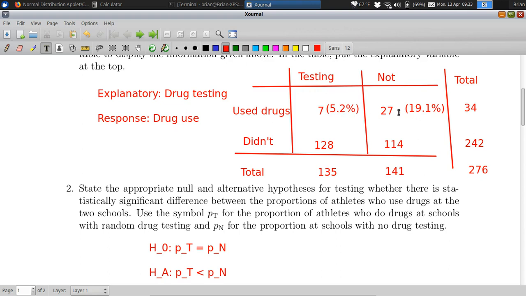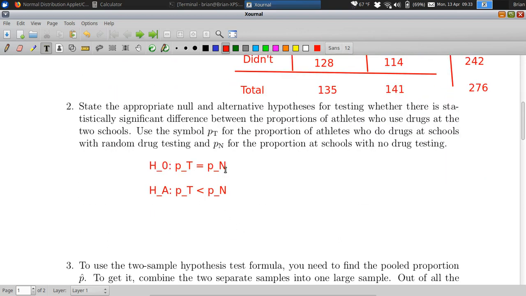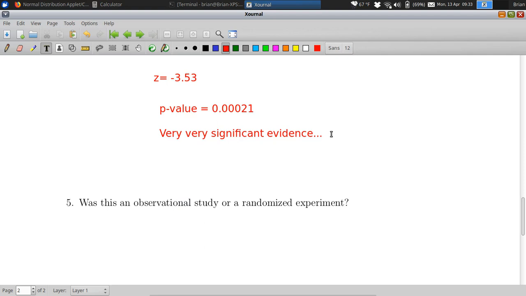So this is real evidence that we should do what? Well, it's evidence that we should reject the null hypothesis. Low p-values are strong evidence that the null hypothesis is probably wrong. So we reject it, we go with the alternative, and that means that drug testing works. So we come over here to our conclusion. So that's it. Very significant evidence that drug testing reduces the percent of students using drugs, or some similar conclusion.